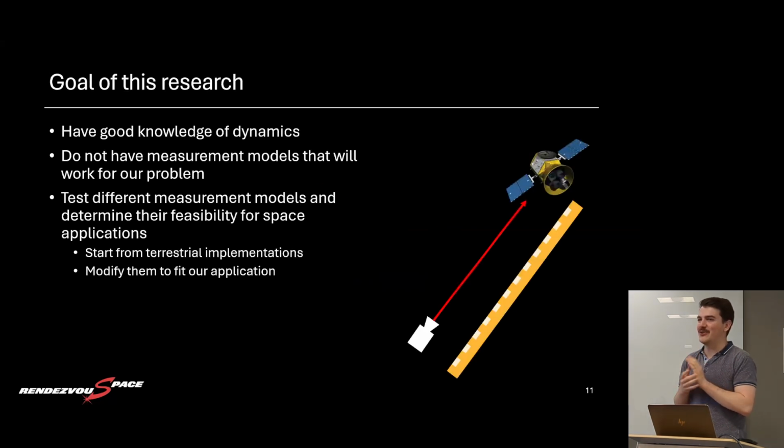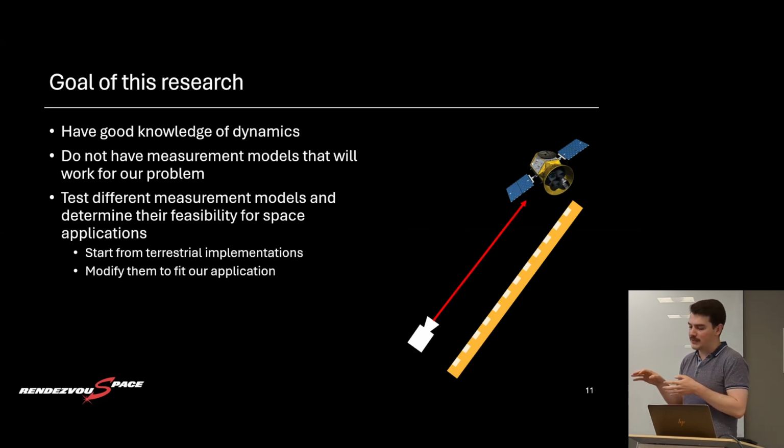The overall goals of this research and how this presentation is framed is with the understanding that we have really good knowledge of the spacecraft dynamics. What we want to do is get measurement models that will work for this problem because we don't really have any. So I'm going to test different measurement models and determine their feasibility for space applications. The way I'll do that is I'll start from what we are doing on Earth when we have similar problems, and we're going to modify those to fit our applications.